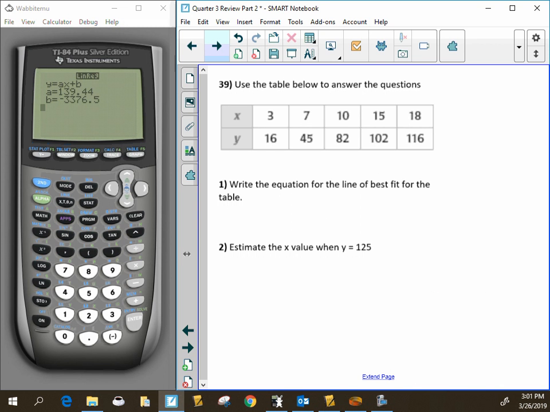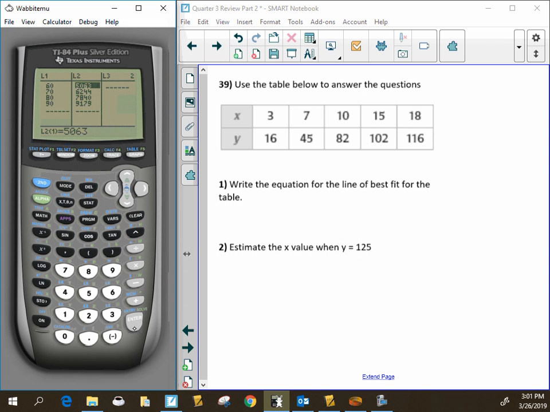This one we don't have to rescale, so we just go stat, edit, clear, clear, and we go 3, 7, 10, 15, nope, 15, 18, the numbers are 16, 45, 82, 102, 116. So find the equation of the line of best fit. Stat, calc, line of best fit, calculate.